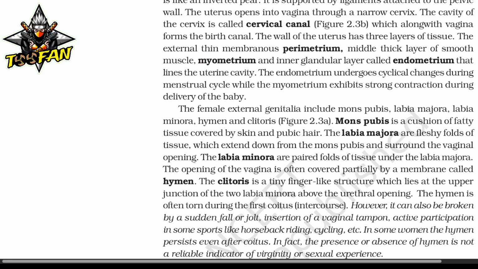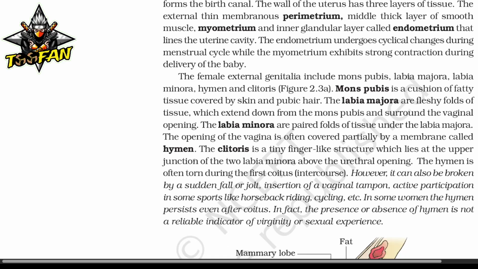The labia minora are paired folds of tissue under the labia majora, and the opening of the vagina is often covered partially by a membrane called hymen, and the clitoris is a tiny finger-like structure which lies at the upper junction of the two labia majora above the urethral opening.